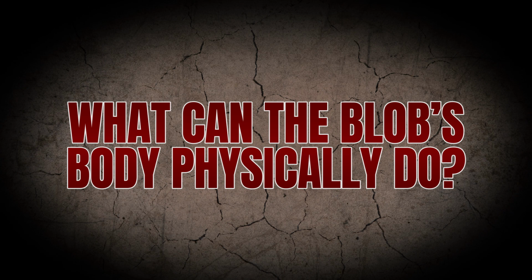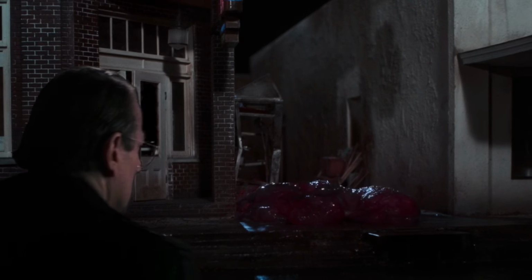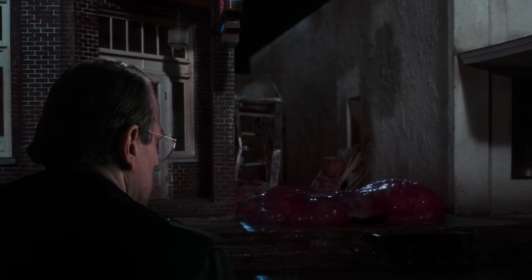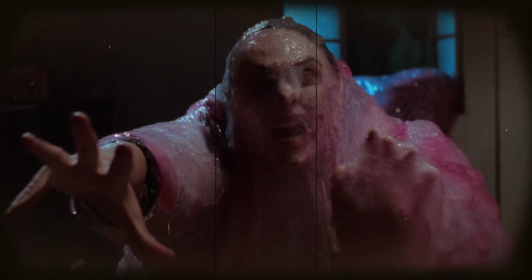What can the Blob's body physically do? Now, the no skeleton is the Blob's greatest weapon. A body that isn't a solid shape can become any shape. It can flatten, stretch, or squeeze through openings that it simply shouldn't be able to. Cracks in doors, manholes, drains, ventilation pipes, and all this being done by a creature of such size.